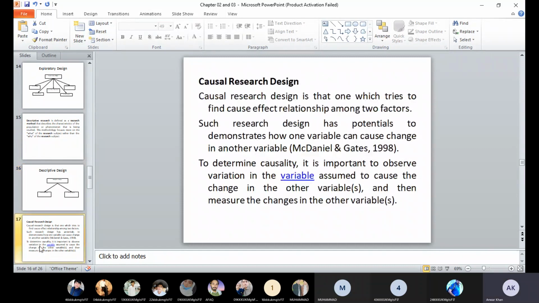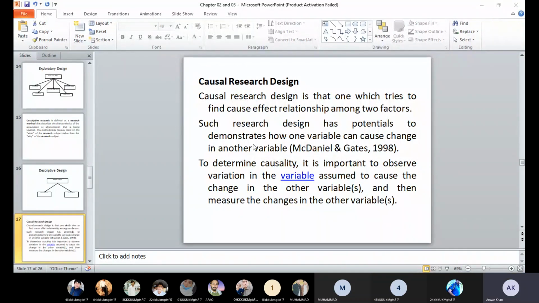The last one is the causal research. As I told you, the causal is denoting the causation or the cause-effect relationship. So the causal research is that research in which one tries to find the cause-effect relationship among 2 or more than 2 factors. This design is particularly helpful in the science field, like in physics or in chemistry or in biology or even in psychology. This research design is particularly used in solid sciences.